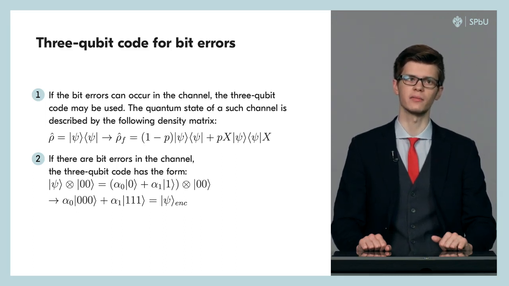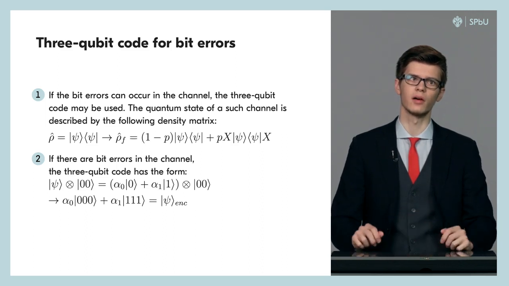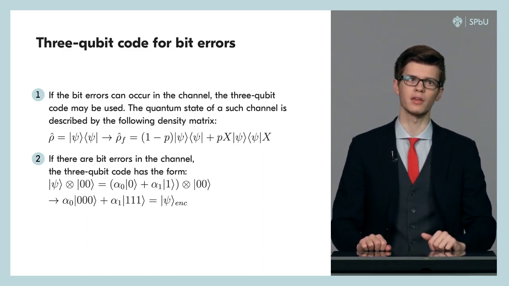as a multiplier. Since the bit flip error is equivalent to an action of the X logical element, or the sigma 1 Pauli matrix, on the qubit state psi, the second term corresponding to this error can be represented as a projection of the psi on the psi state multiplied on the left and on the right by the X operator, that is the sigma 1 Pauli matrix. It goes with the probability of p.